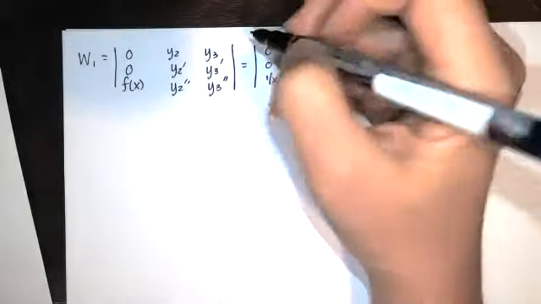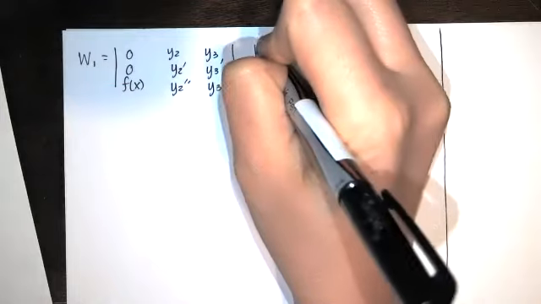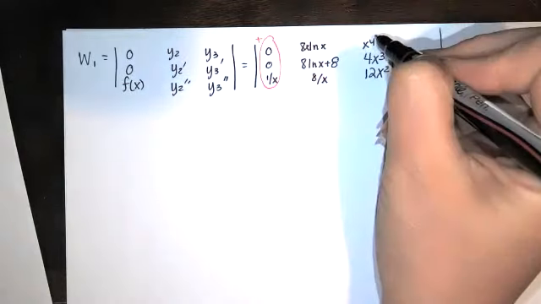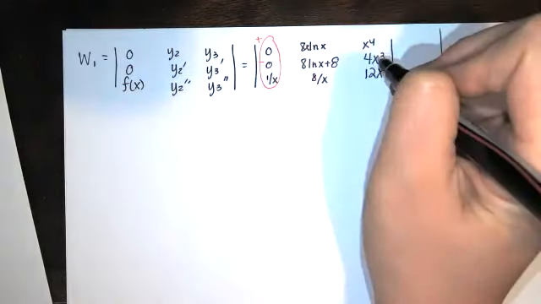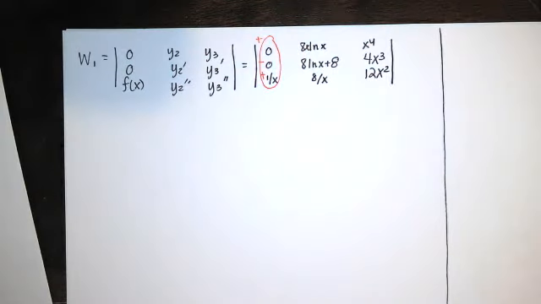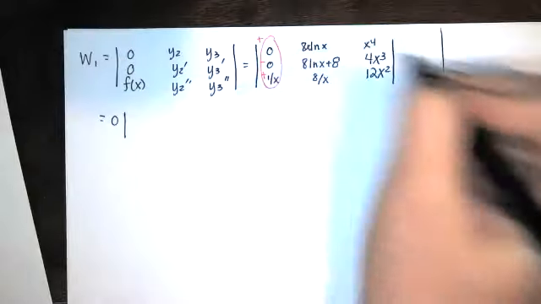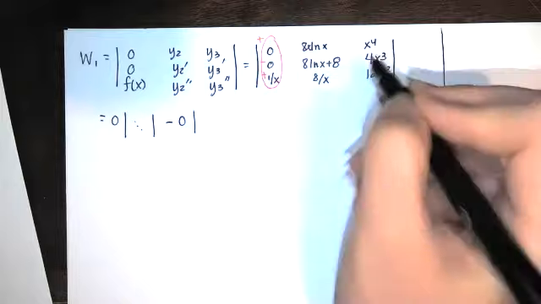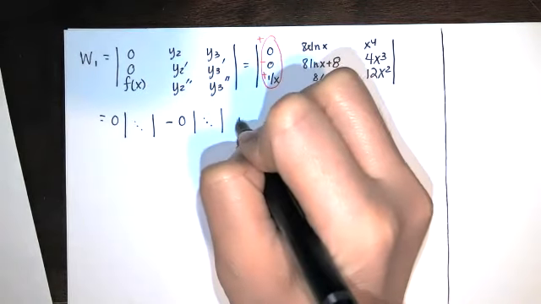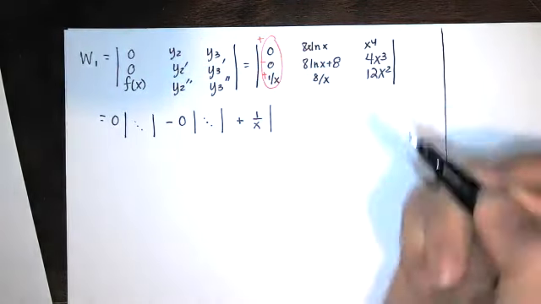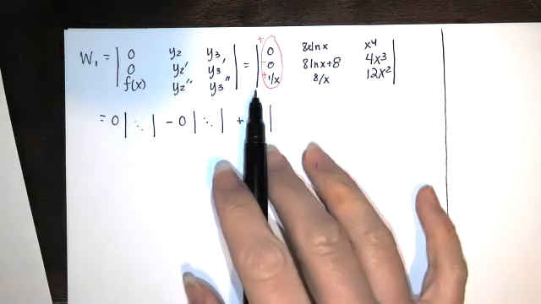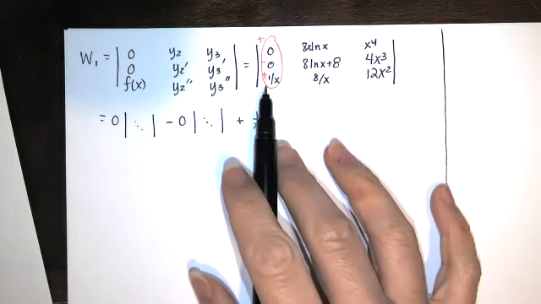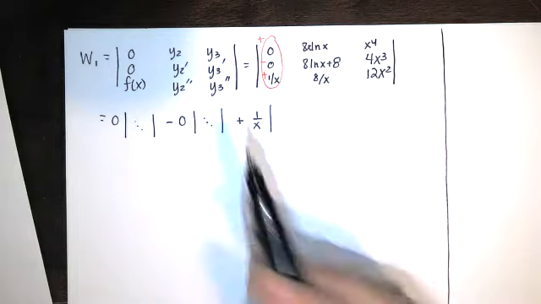Now we can expand along any row or column we want. We want to use the one with all the zeros. So we'll do this. And again, the sign convention is plus, minus, plus, minus, plus, minus, plus, minus, plus. So we will have 0 times a 2 by 2, minus 0 times the determinant of a 2 by 2, plus 1 over x times the determinant of the 2 by 2 that results from crossing out the row and the column containing the 1 over x.